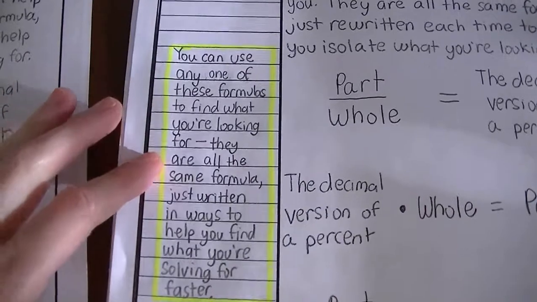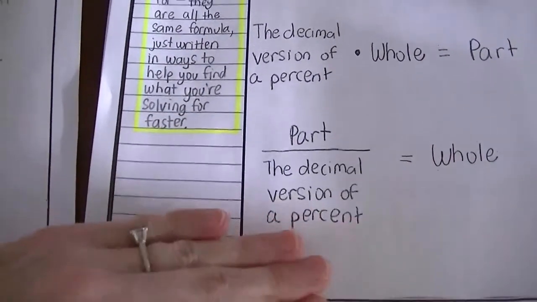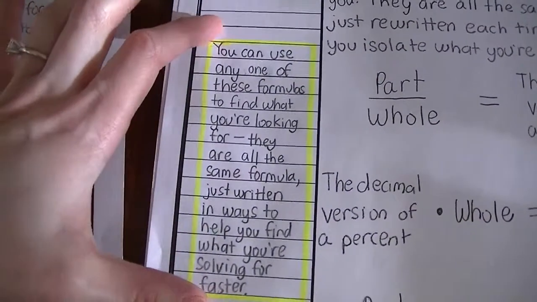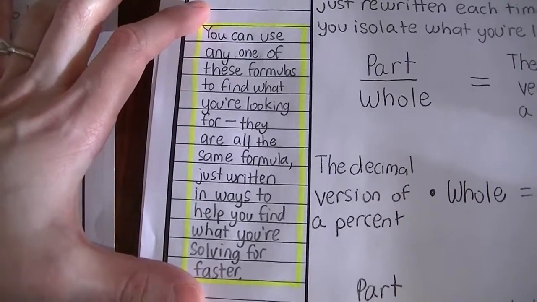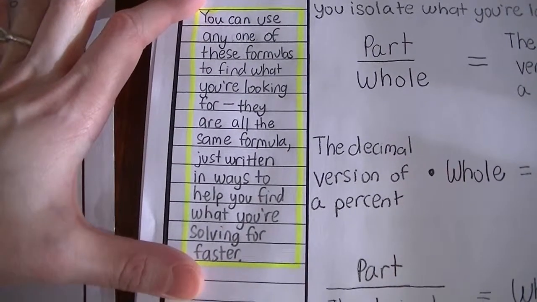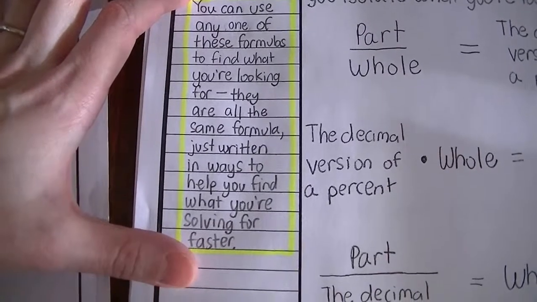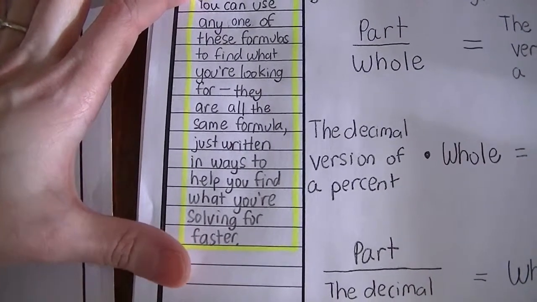I do want you to write this down because you see there's no room for a summary right here, so we're going to write your summary right here, okay? You can use any one of these formulas to find what you're looking for. They are all the same formula, just written in ways to help you find what you're solving for faster.